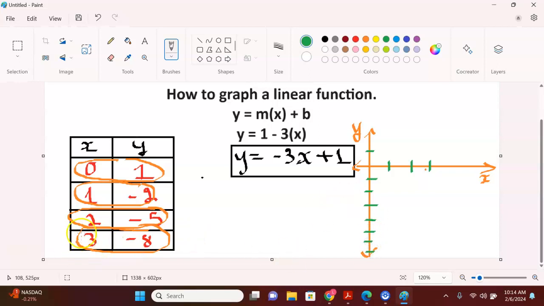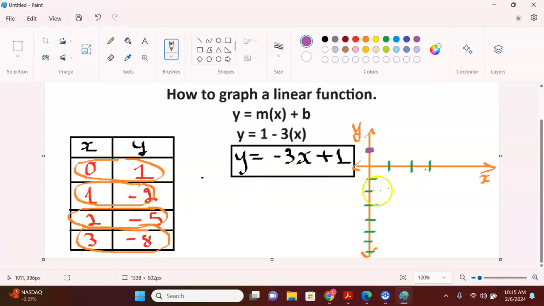Well, I'm not going to go all the way down to negative 8. I think 3 points should be enough for me. So I'm going to use the points 0 comma 1, 1 comma negative 2, and then 2 comma negative 5. Okay, so we have 0 comma 1. 0 comma 1 is right on the y-axis. That is my y-intercept. That's my first point, 0 comma 1.